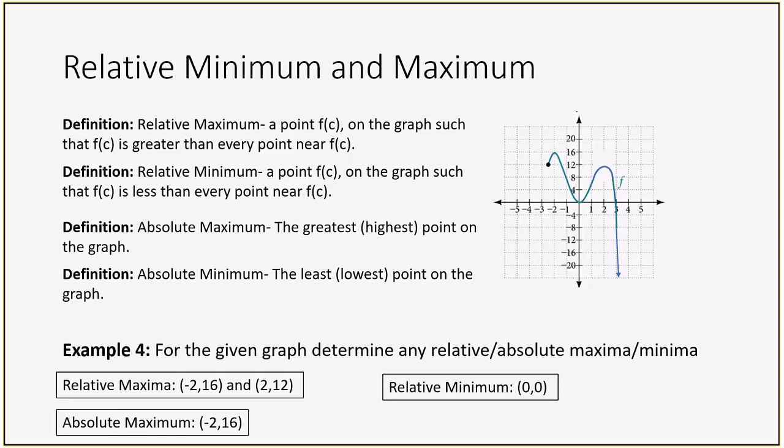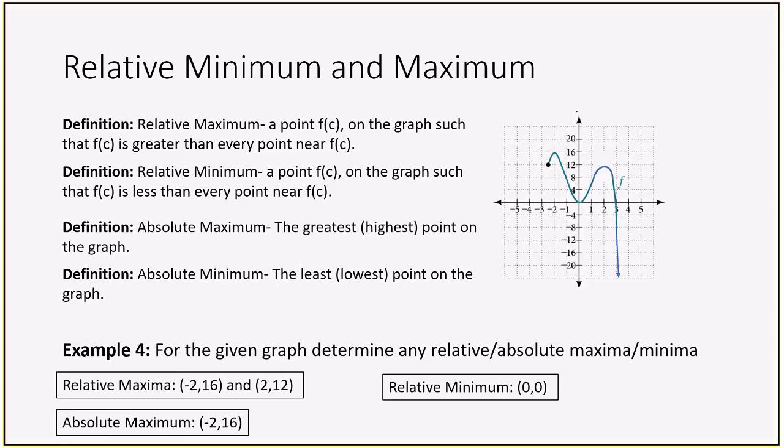Now let's look at the definition. Absolute minimum, the least or lowest point on the graph. Well, I'm looking at my graph, and obviously 0, 0 is not the lowest point on my graph, because when I go to the right, it gets much lower than that. So I can't have an absolute minimum of 0, 0. And the truth be told, the absolute minimum is nothing. There is no absolute minimum of this graph.